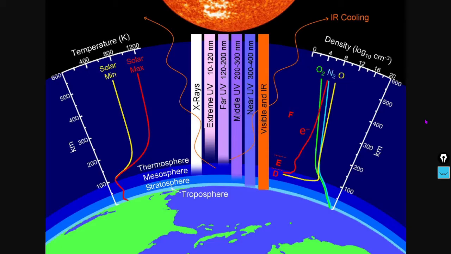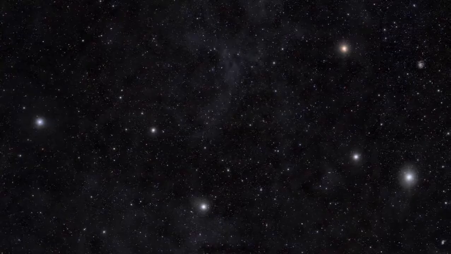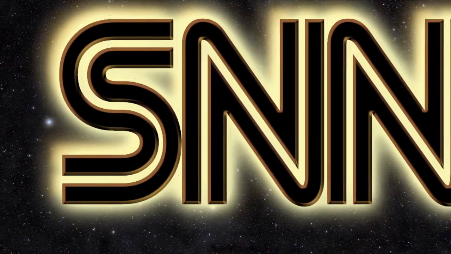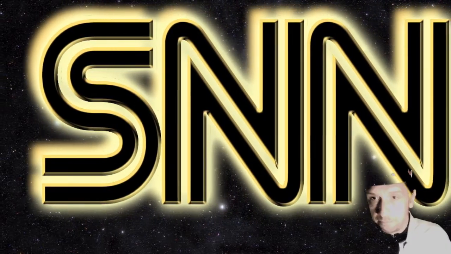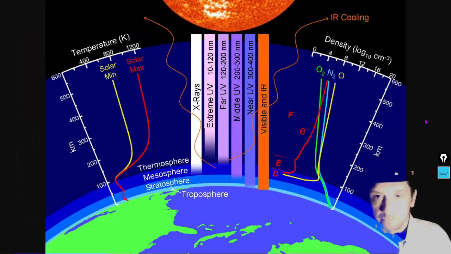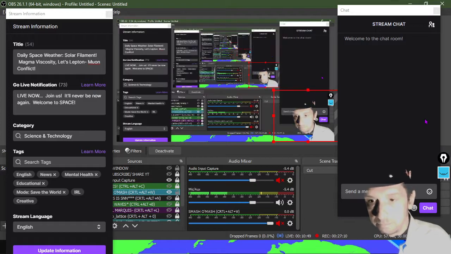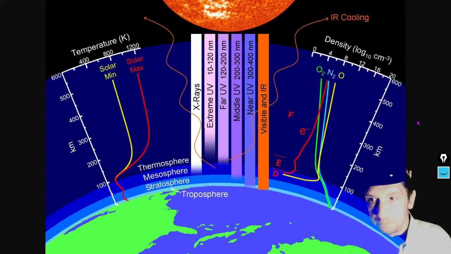Here's a diagram of the atmosphere, showing you things like the troposphere, where all your weather occurs, and so on. And I've forgotten to shut down the cosmology segment. See you later, Twitch.